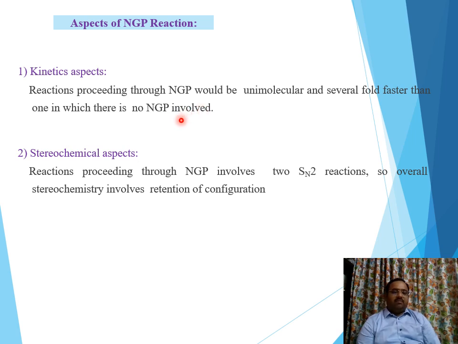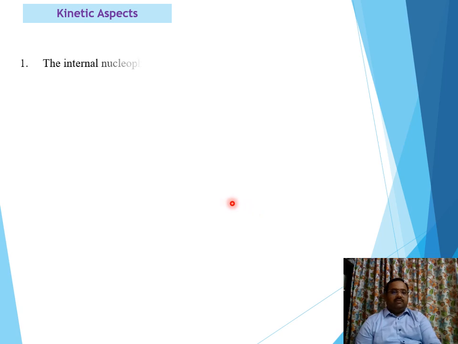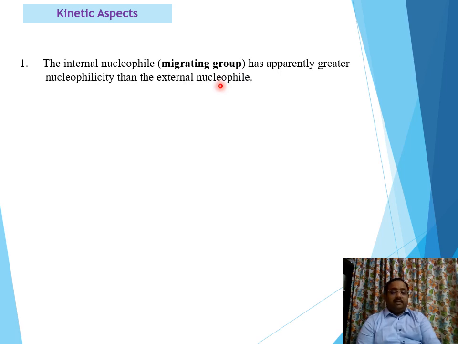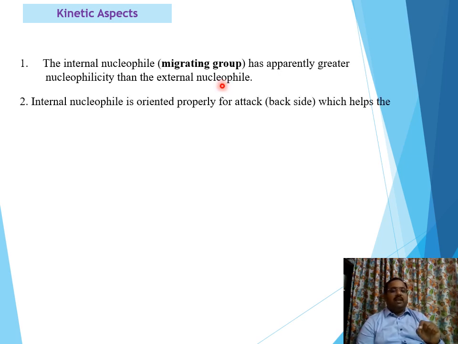And another very important point is the stereochemical aspect. The reactions proceeding through NGP involve two SN2 reactions. So overall stereochemistry involves 100% retention of configuration. So kinetic aspects: the internal nucleophile, which is also called the migrating group, has apparently greater nucleophilicity than the external nucleophile. It means the internal nucleophile should be more nucleophilic than the external attacking nucleophile.